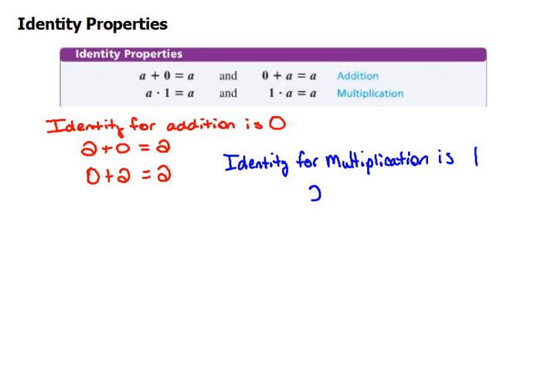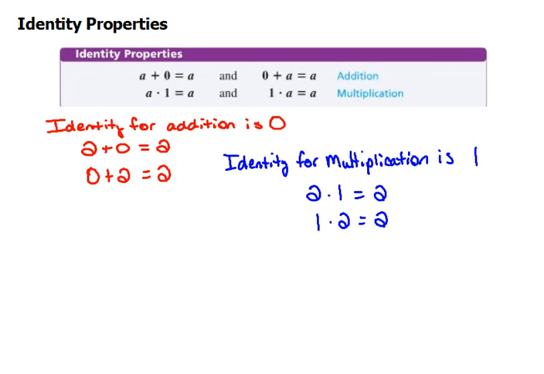Think about it. If I said 2 times 1, what is that? Well, that would be 2. Or if I did it backwards using the commutative property, if I said 1 times 2, that would still be 2. So the identity properties refer to the identities for addition and for multiplication.